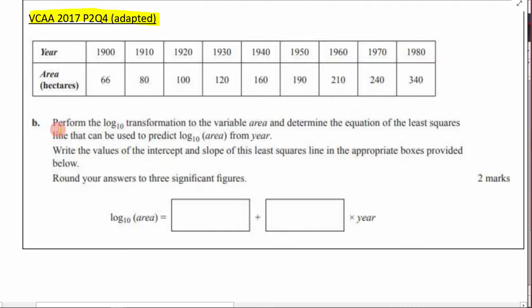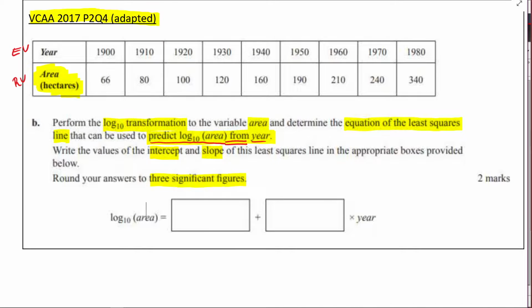All right, we're going straight to part B, which is asking us to perform the log 10 transformation to the variable area. So that means we're performing a log 10 transformation to this variable right here, and determine the equation of the least squares line that can be used to predict log 10 area from year. Now, this statement right here is useful to us because it's telling us what the EV and the RV is. If you can predict the log 10 area from the year, that means the year explains the area. Let's continue reading. Write the values of the intercept and slope of this least squares line in the appropriate boxes provided. Round your answer to 3 significant figures.